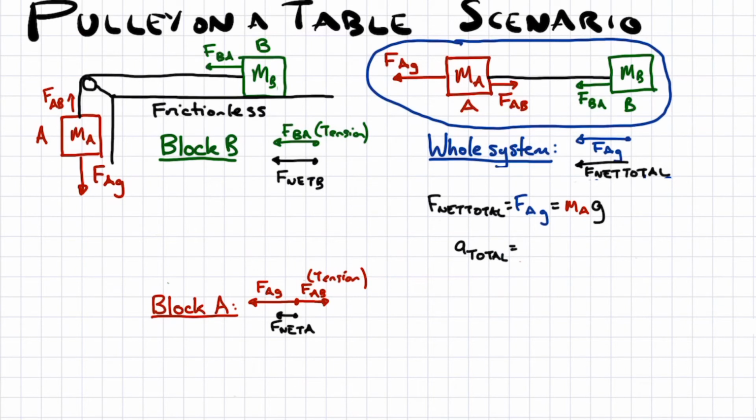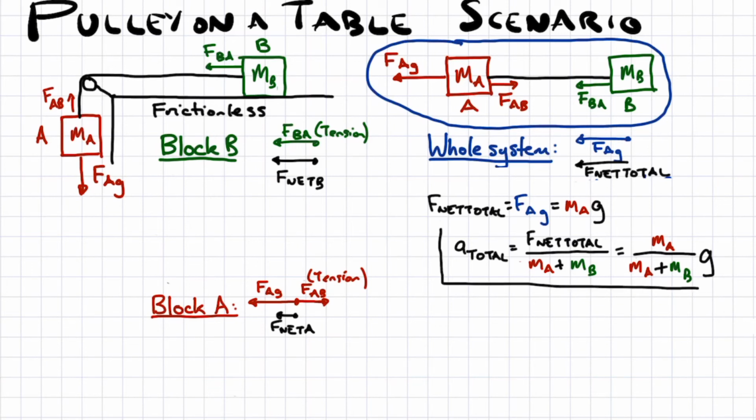From before, we knew the net force on the whole system was the force due to gravity on A, which is mass of A times g. Now the total acceleration is the net force on the total mass, mA plus mB. So we can rewrite the total acceleration as mA on the sum of the two masses, times g. The total acceleration is mA on (mA plus mB) times the acceleration due to gravity, which is 9.8. That's a quick way of finding it. We could have worked that out before: 1 on 1 plus 4 means it's 1/5 of the acceleration due to gravity, which was 1.96.